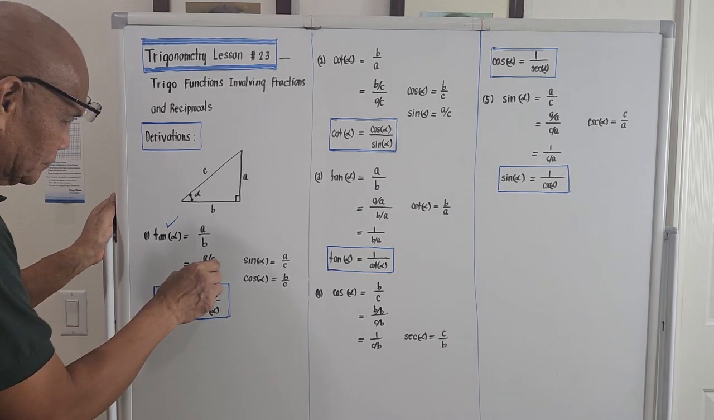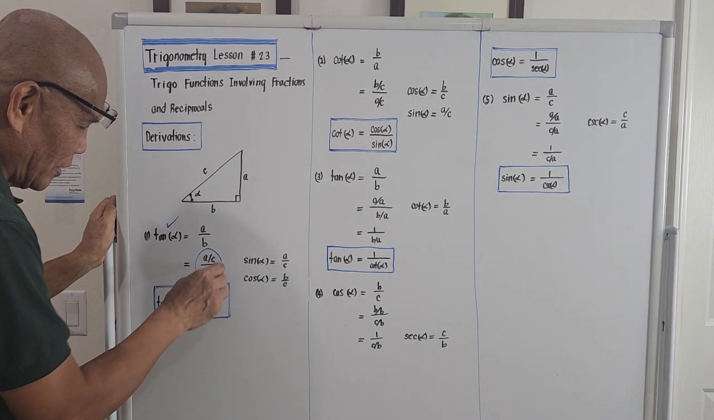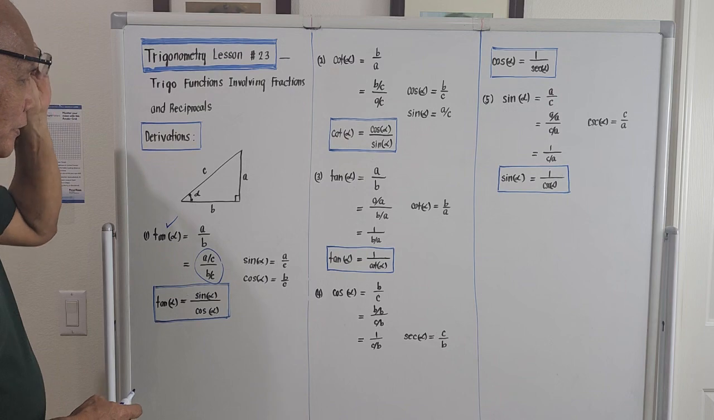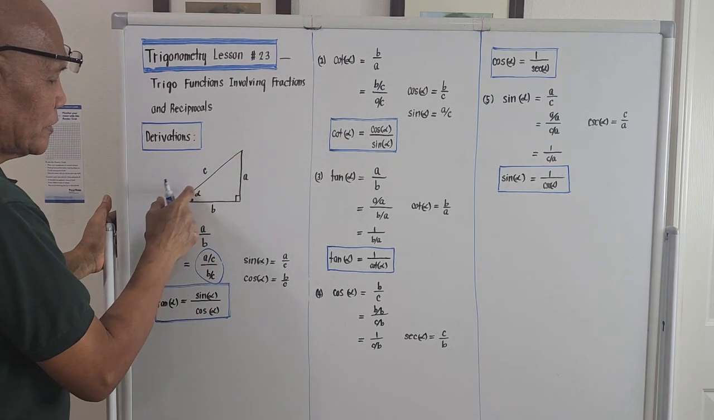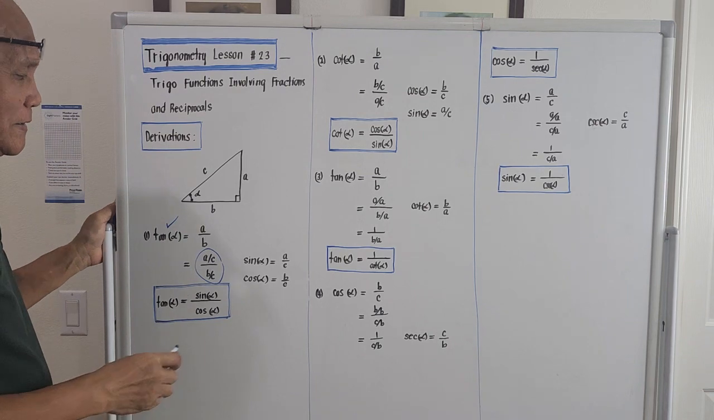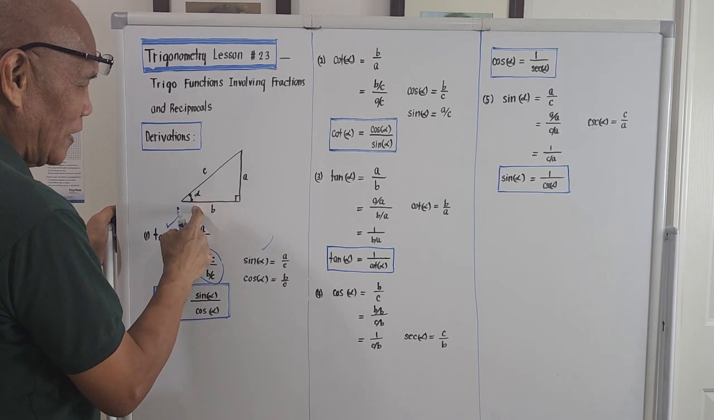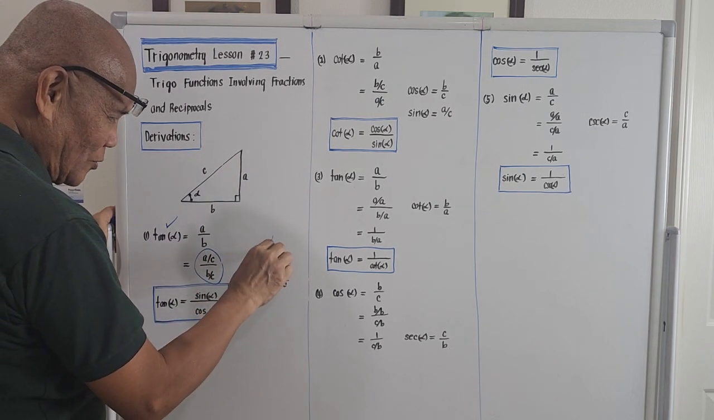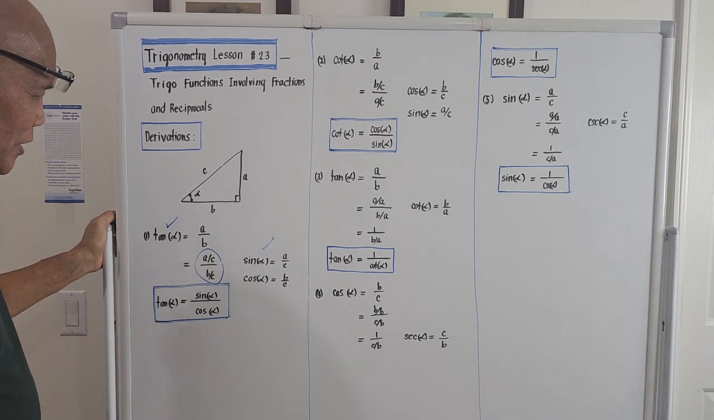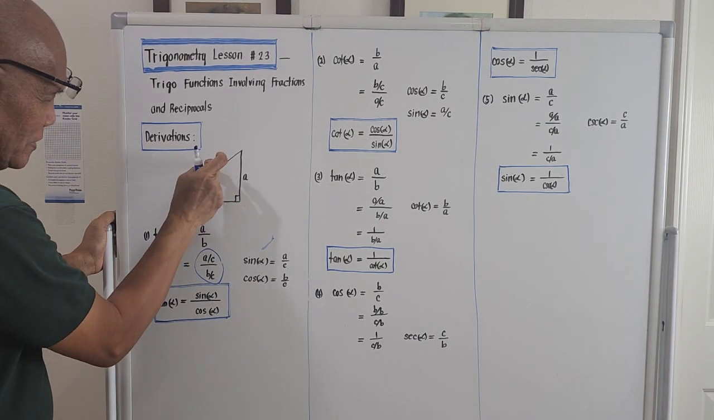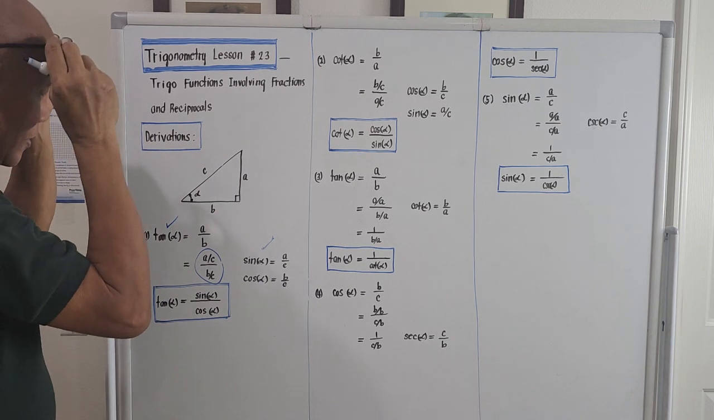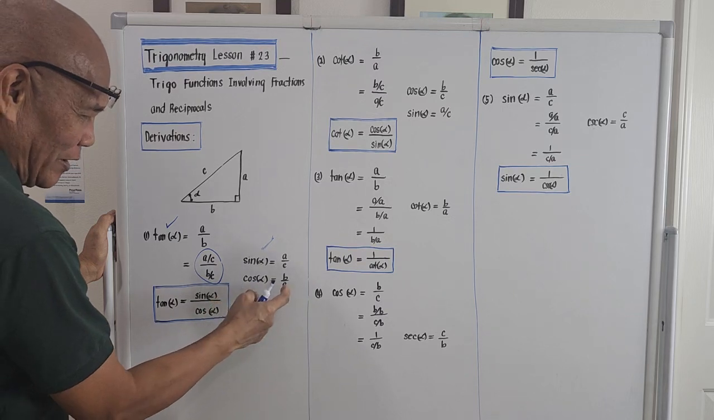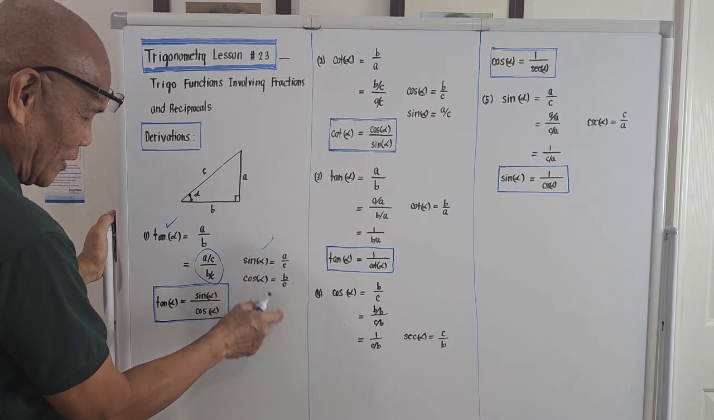Then after that, what comes out is the ratio A over C and B over C. But what is the ratio A over C? The ratio A over C is actually sine. The sine of angle alpha is the ratio opposite over hypotenuse. So the ratio A over C is sine of alpha. How about the ratio B over C? It's actually cosine, right? So B over C is equal to cosine of alpha.